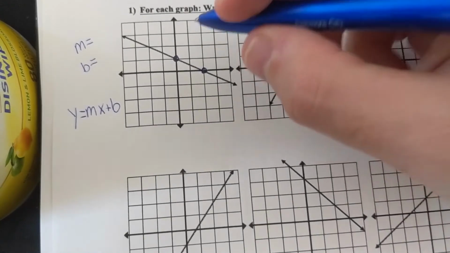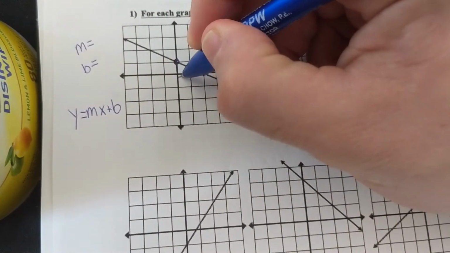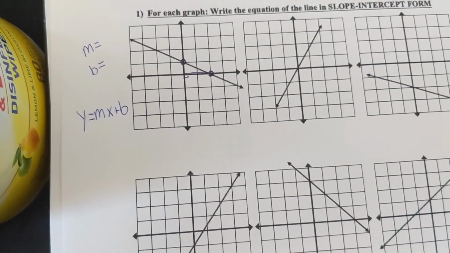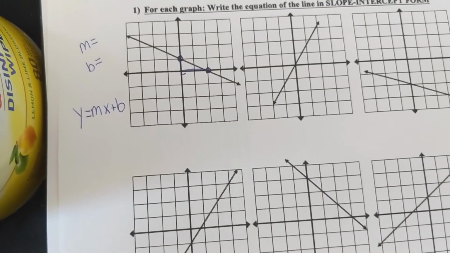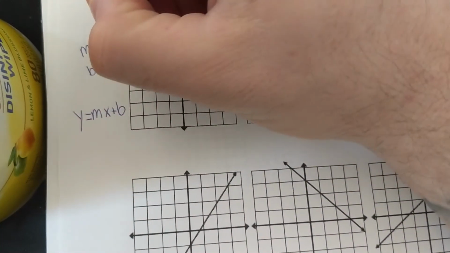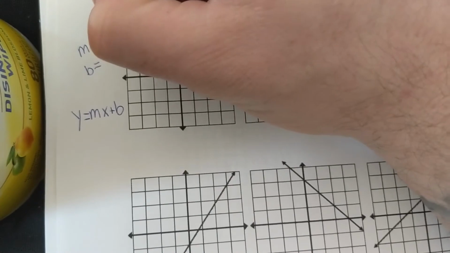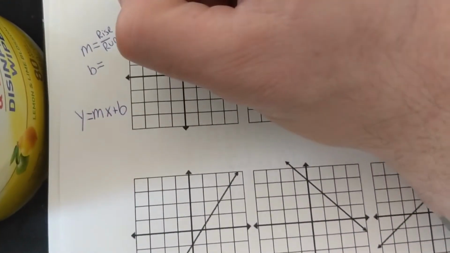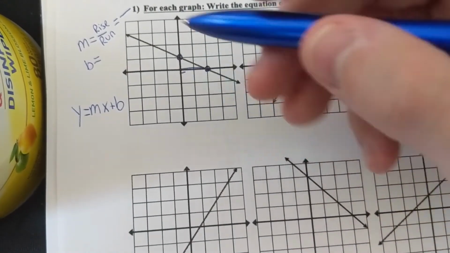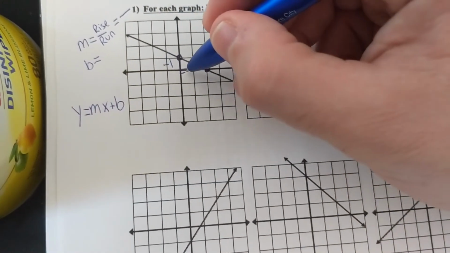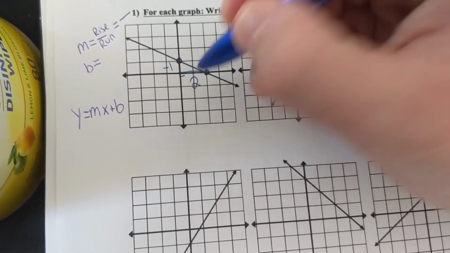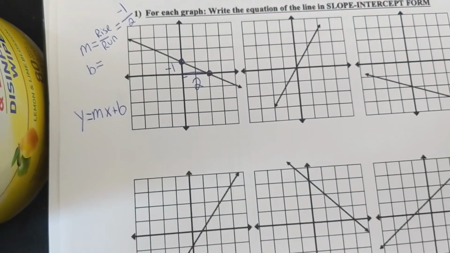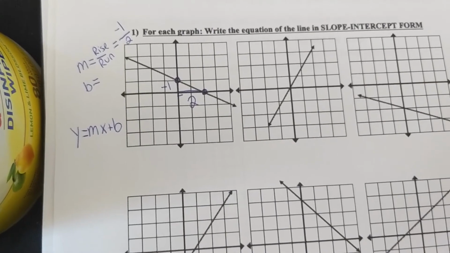So the first thing we want to do is find the slope. So if we think about this, this line is decreasing from left to right, and we said whenever it decreases, the slope is negative. So I've gone in and written rise over run. So it goes down 1, so negative 1, and then it goes over 2, or runs 2. So negative 1 over 2 is our slope.